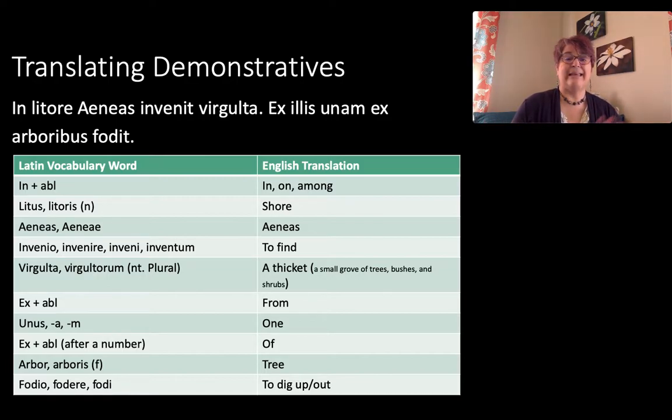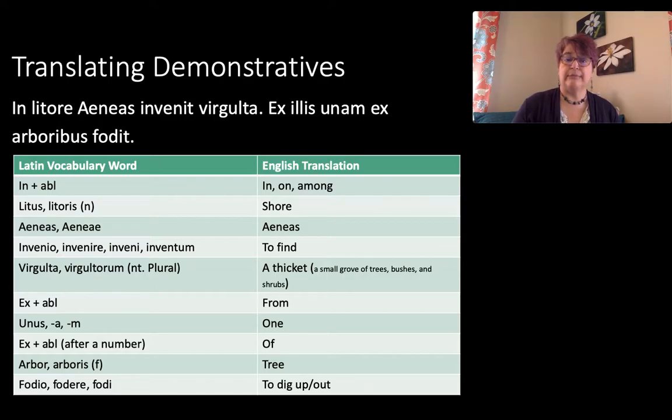So I'm thinking that illis is being used like a pronoun in this sentence and referring to something in the previous sentence. Illis is plural, and it can be any gender. And those are the only two things that matter when I go to use a pronoun and find the noun that it refers to. They have to have the same gender and the same number. Litora is singular. Aeneas is singular. But virgulta, if you look at the vocab list, see how it says that virgulta is a neuter plural noun? That means that virgulta is plural. So illis must refer to the virgulta, a thicket.